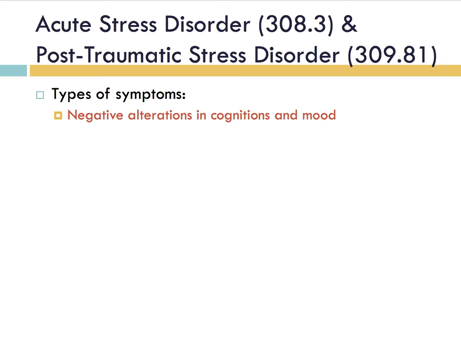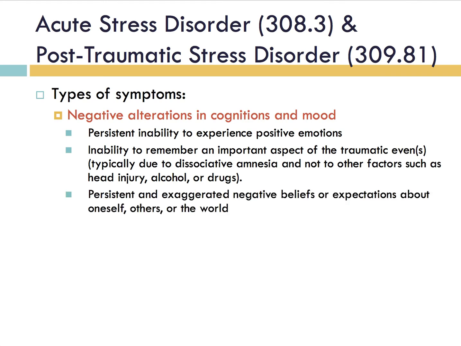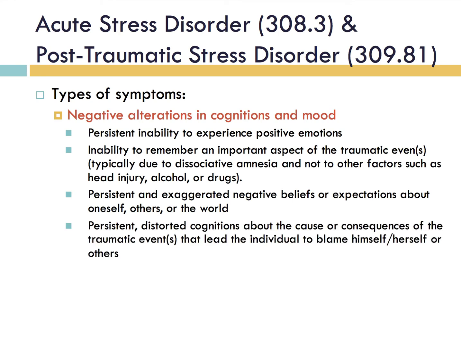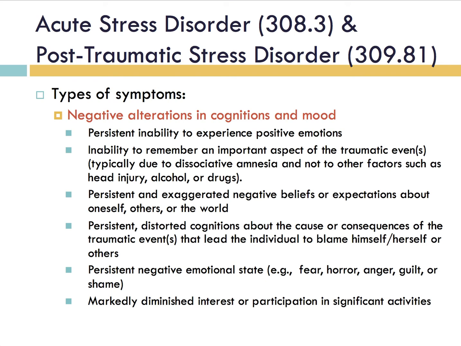Negative alterations in cognitions and mood look a little different for PTSD versus acute stress disorder. For PTSD, the symptoms that fall under this category include things like persistent inability to experience positive emotions, inability to remember an important aspect of the traumatic event, typically due to dissociative amnesia and not to other factors such as head injury, alcohol, or drugs, persistent and exaggerated negative beliefs or expectations about oneself, others, or the world, persistent distorted cognitions about the cause or consequences of the traumatic event that lead the individual to blame himself or herself or others, persistent negative emotional state, so feeling fear, horror, anger, guilt, or shame persistently, marked diminished interest or participation in significant activities, or feelings of detachment or estrangement from others.